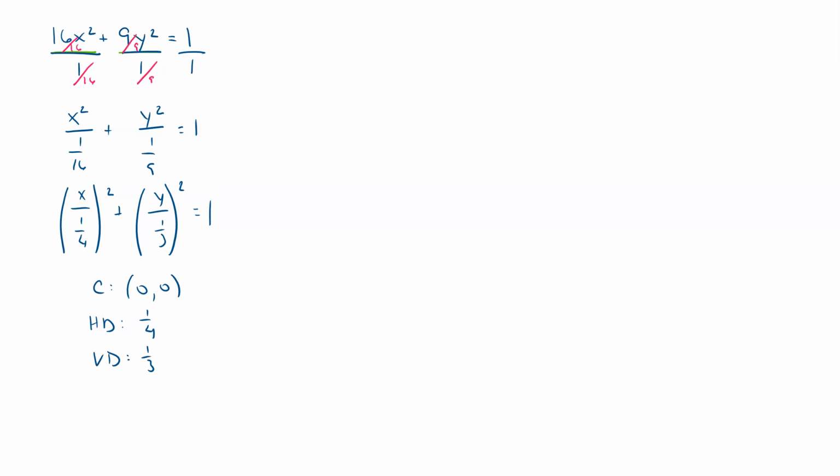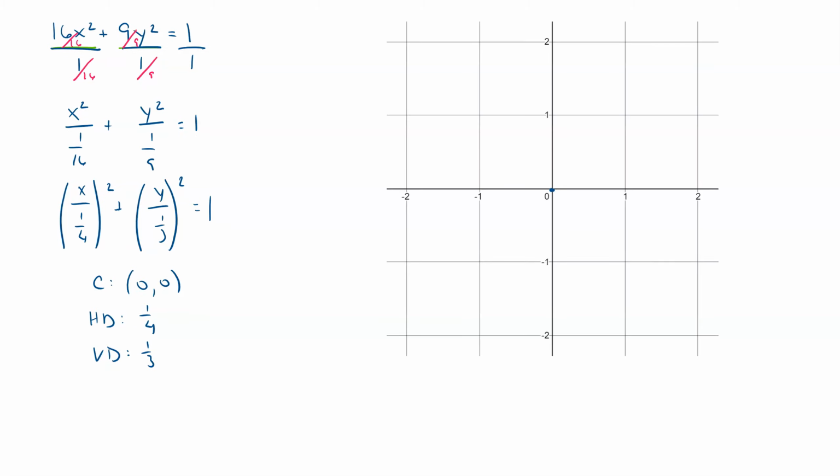So now again, when we sketch, we just have a center of 0, 0. Horizontally, we go 1/4. Vertically, we go 1/3. And it's a tiny little ellipse right here. I'm going to label my horizontal displacement with 1/4. I'm going to label my vertical displacement with 1/3, and we're good to go.